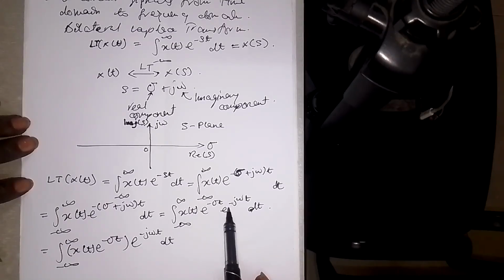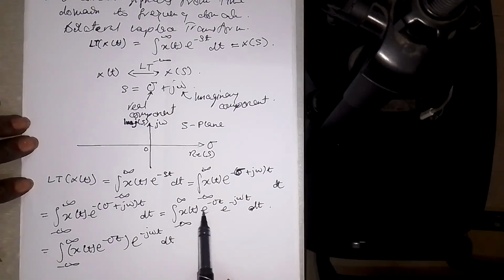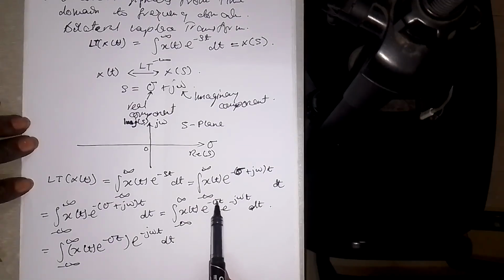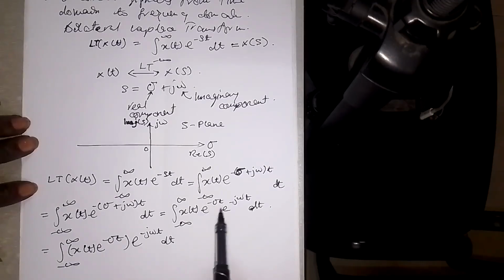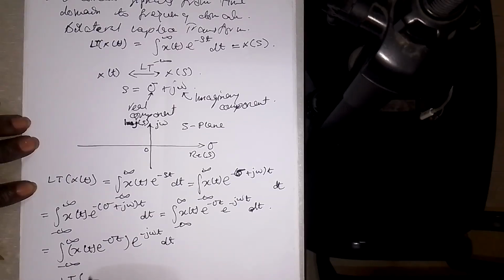This e to the minus j omega t is also within the Fourier transform. Only this real component, e to the minus sigma t, is missing in the Fourier transform. So if I take this one as x of t and add this one to it, basically this is a Fourier transform.